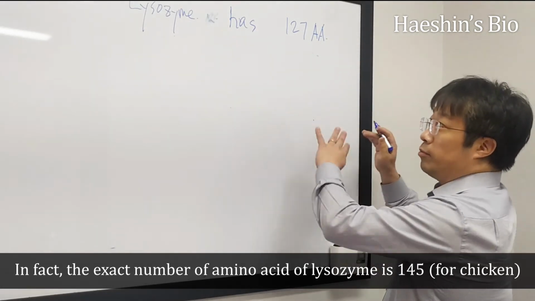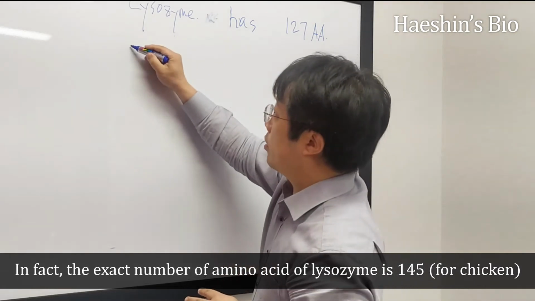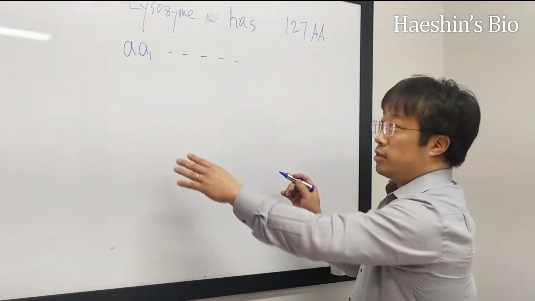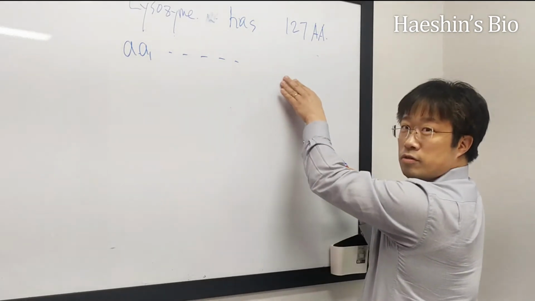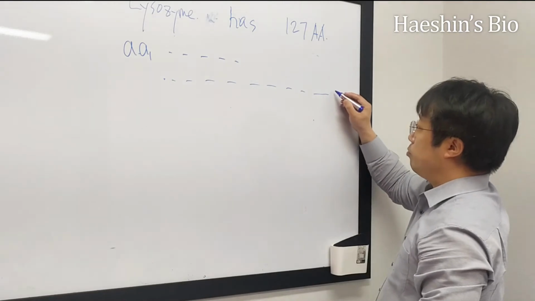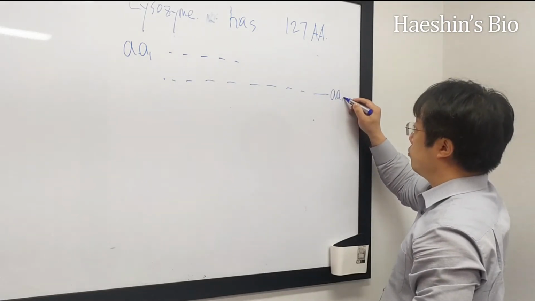So you can think about it. Amino acid lysozyme is, say, amino acid number one. Then the second amino acid comes, and this process repeats. And then the end of the chain would be amino acid number 127.